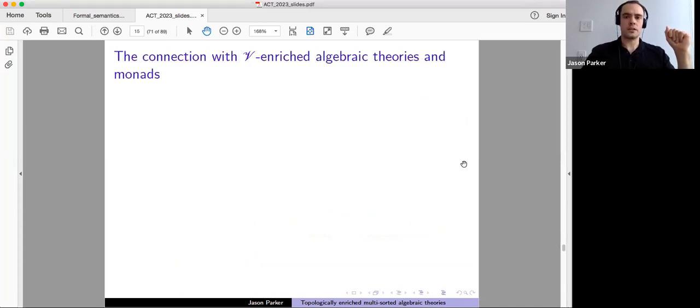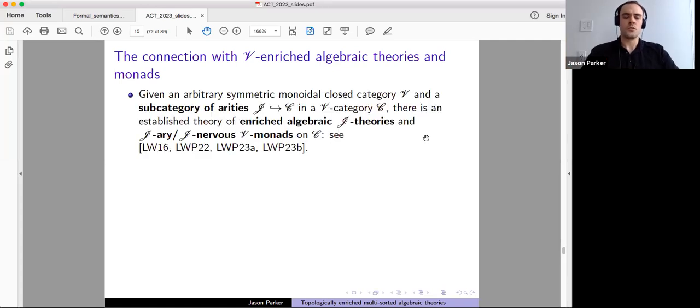Okay, so to almost conclude, I'll now discuss the connection between what I've talked about so far and a more well-established theory of enriched algebraic theories and enriched monads. Given an arbitrary symmetric monoidal closed category V and what's called a subcategory of arities J in a V-category C, that's just a full sub-V-category that is dense in the enriched sense, there is now an established theory of enriched algebraic J-theories and J-airy or J-nervous V-monads on C.